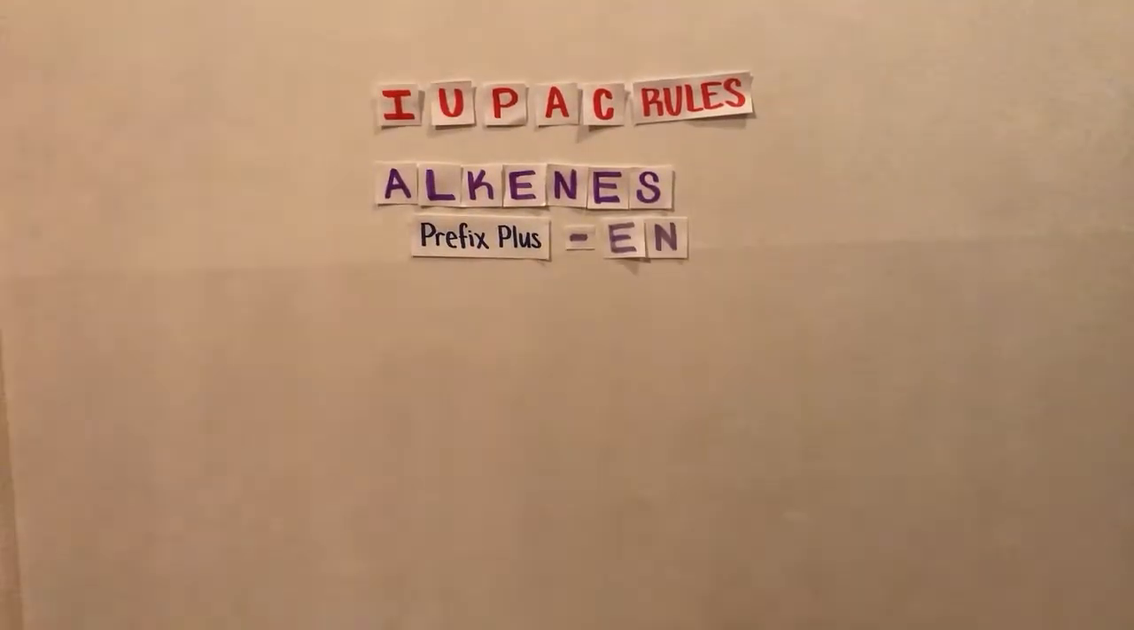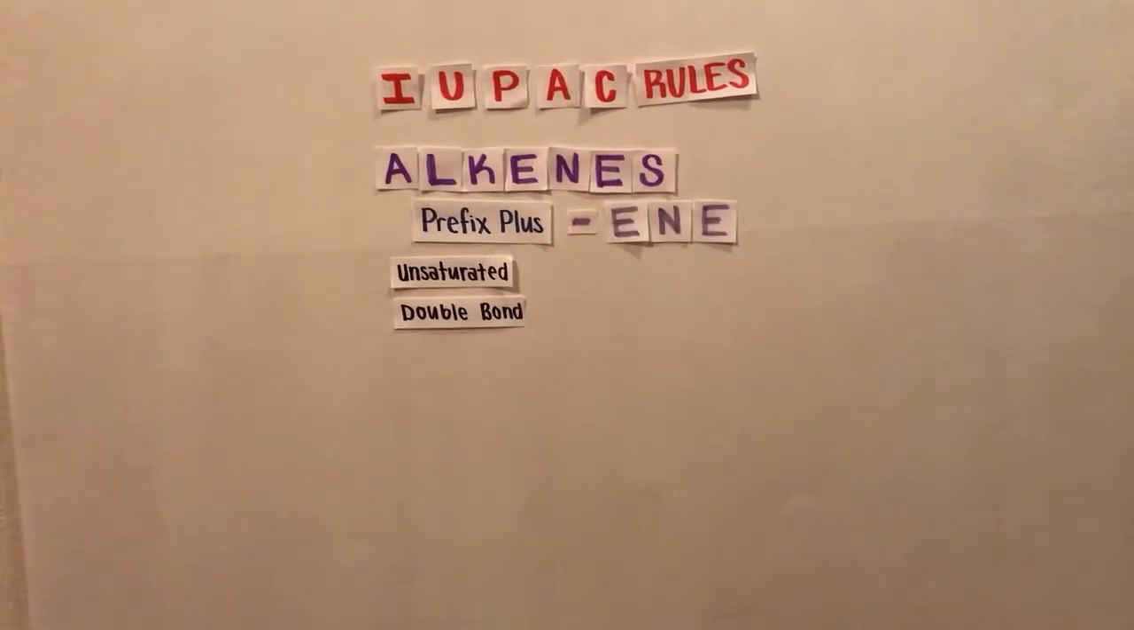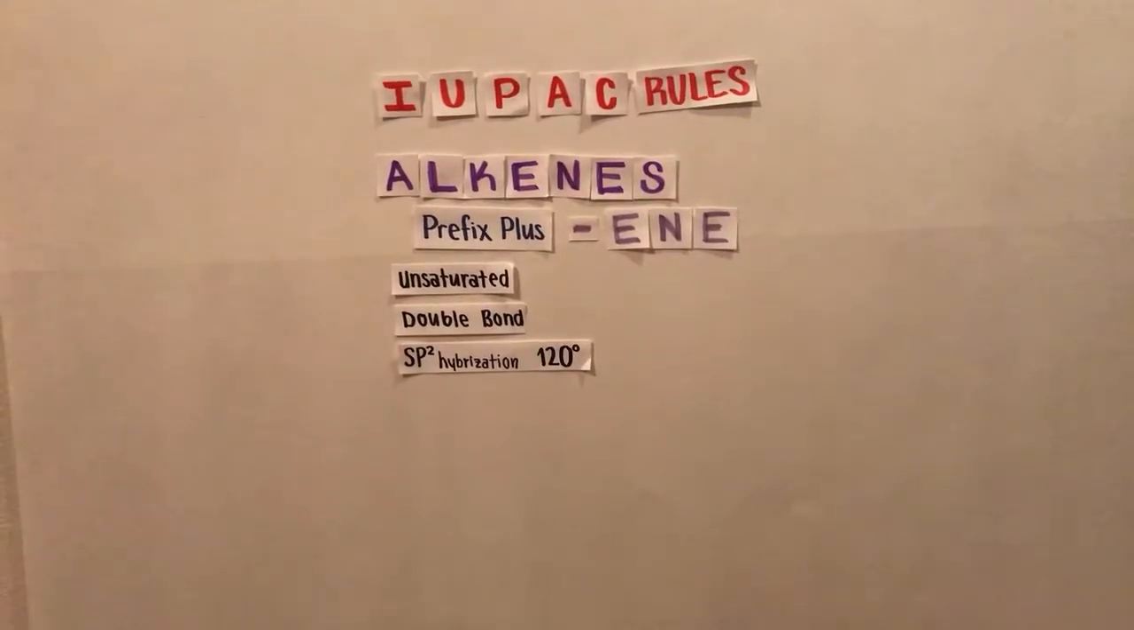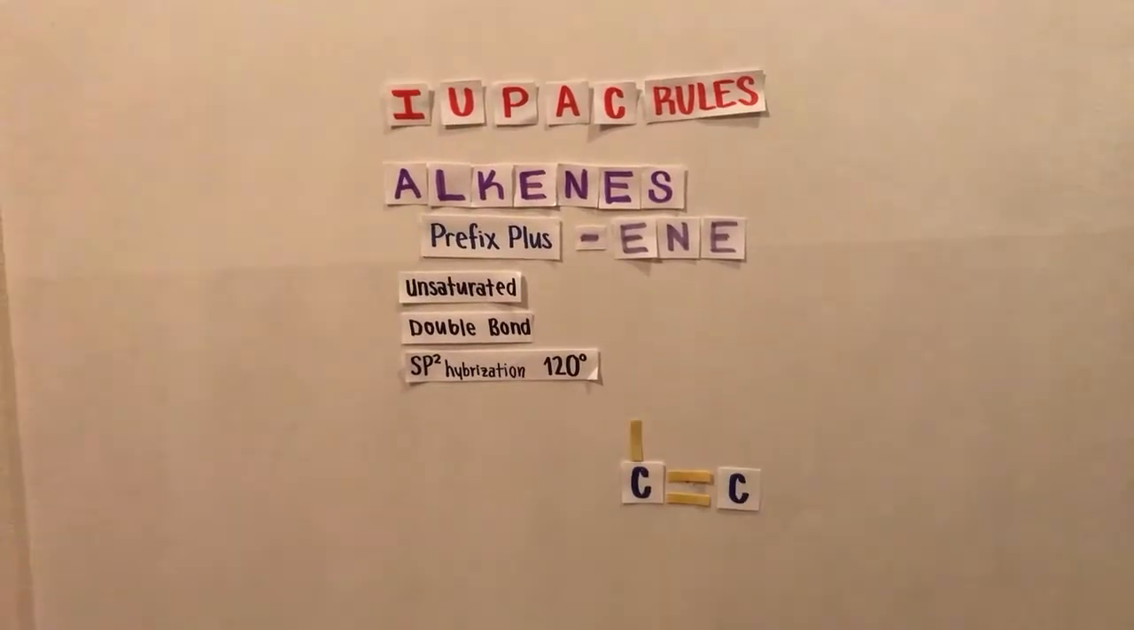Alkenes use the prefix and then ene at the end, and they are unsaturated. They have a double bond, which makes them unsaturated, and an sp2 hybridization at 120 degrees.